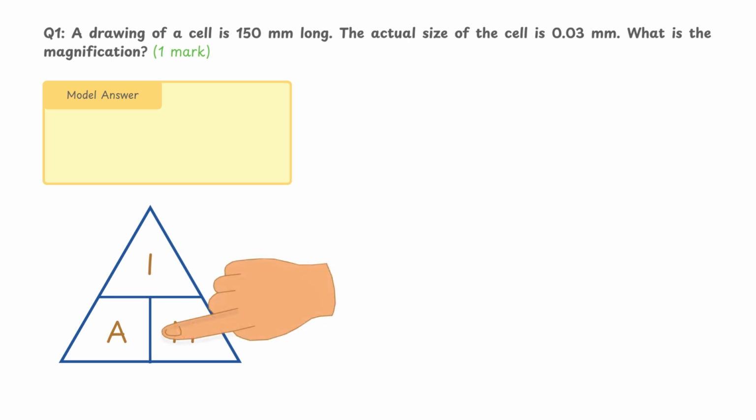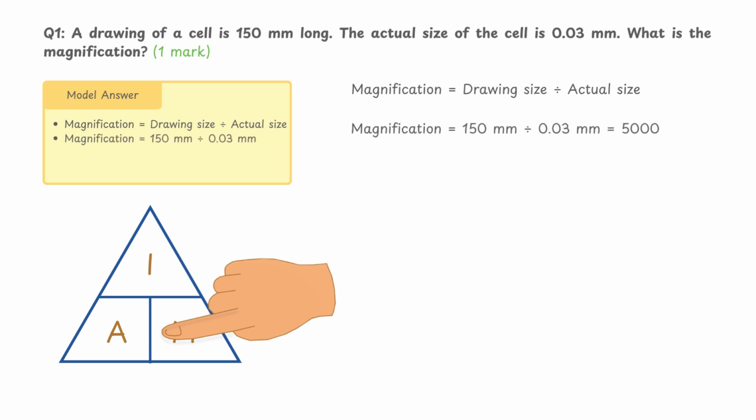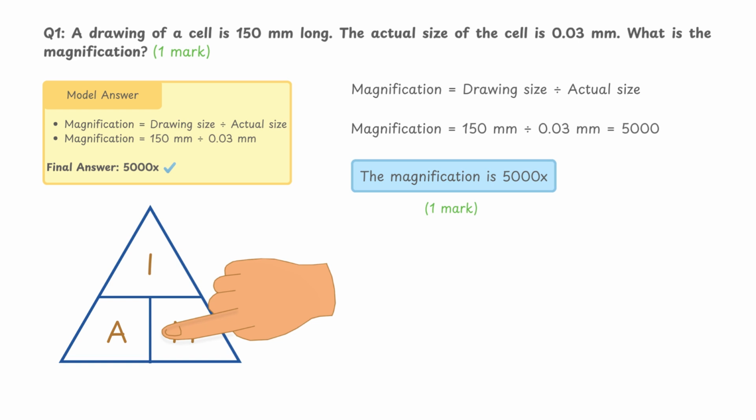We're looking for the magnification, so we need to cover up the M. The formula tells us magnification equals drawing size divided by actual size. Now let's substitute the given values into the formula. Magnification equals 150 millimeters divided by 0.03 millimeters. So the magnification is 5,000 times.